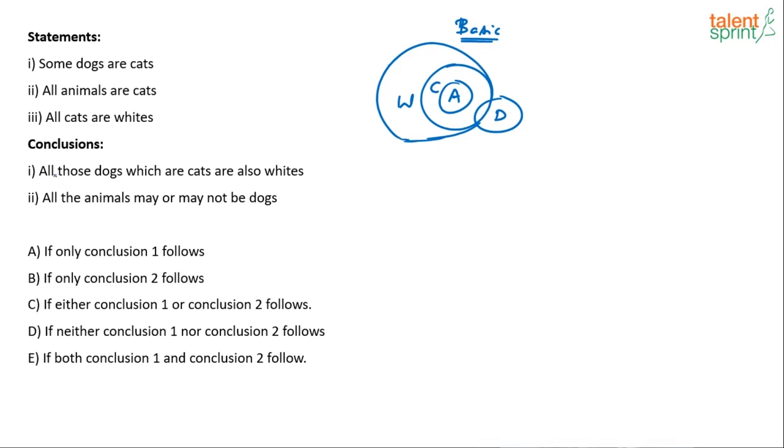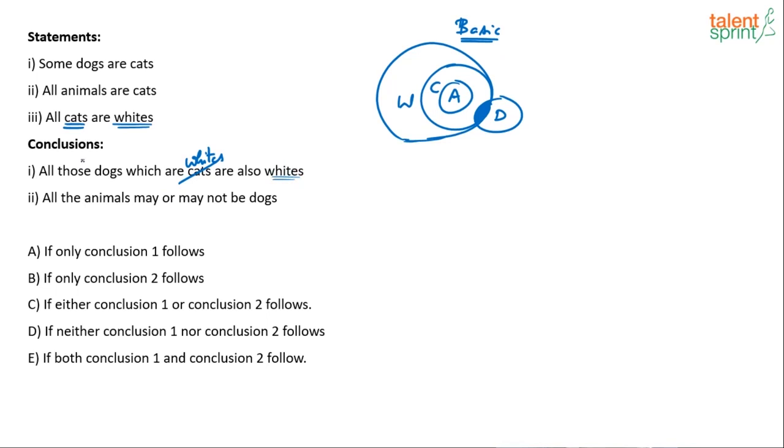Conclusion number 1. All those dogs which are cats are also whites. Of course, the moment a dog is a cat, it also becomes a white because all cats are whites. Remember, whenever I have all cats are whites, all A's are B's kind of a statement, wherever we have A, it can be replaced with B. So basically, I can write whites here directly. Since all the cats are whites, wherever you have cats, you can replace that with whites. So all those dogs which are whites are also whites.